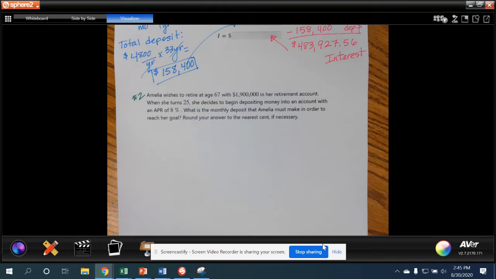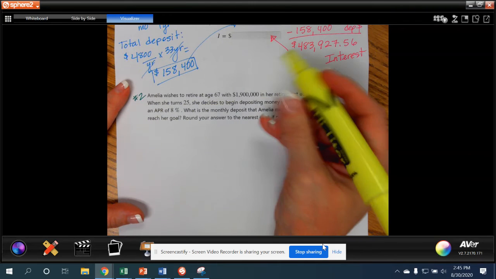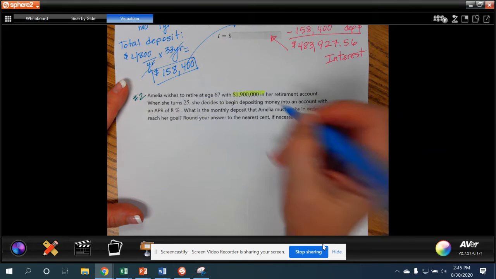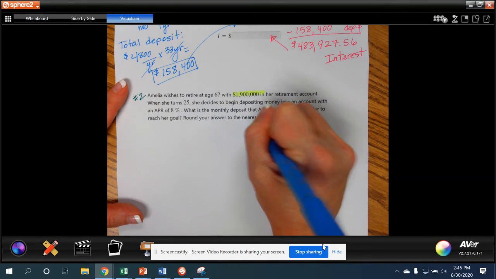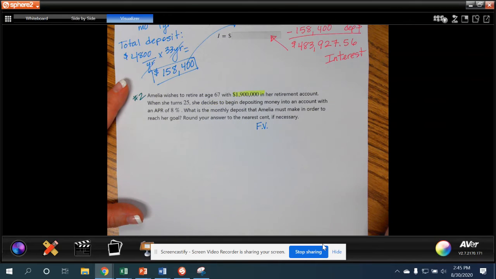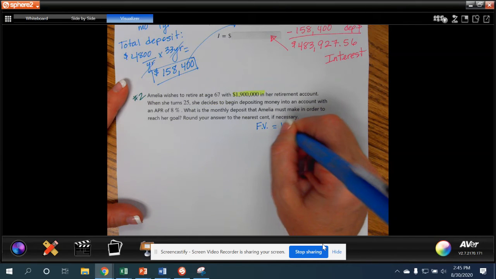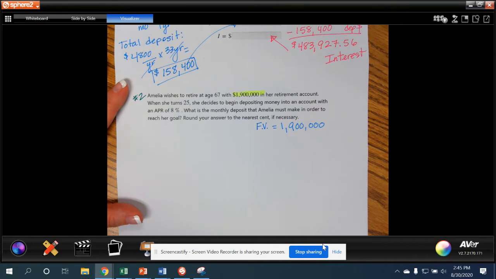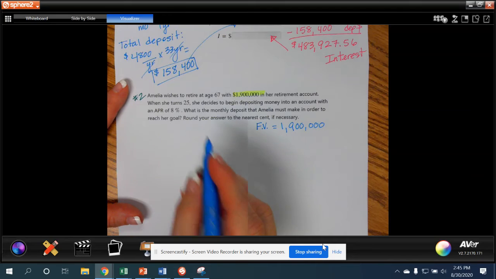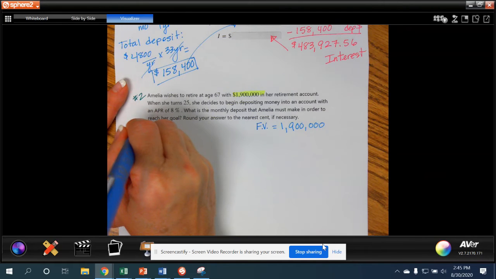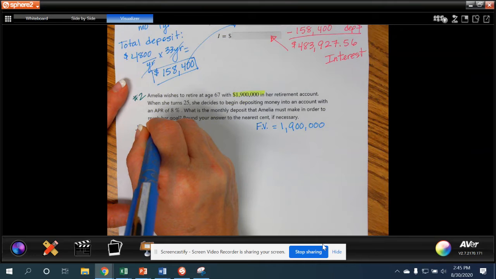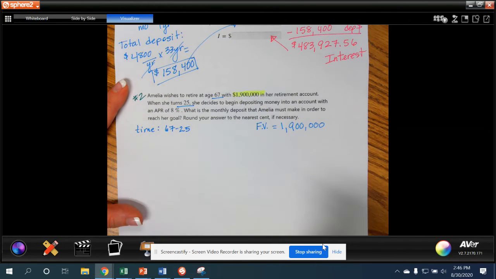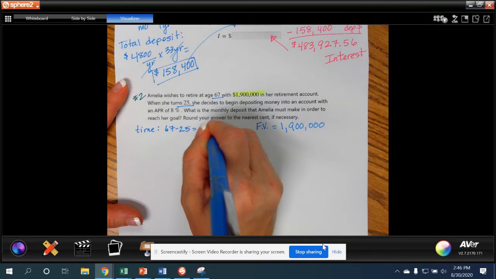Well, let's figure out what information we have. We have this beautiful amount she wants in her ending balance. So that's that future value, that FV that we have in some of our formulas. That would be 1.9 million. And then let's see, how many years is that between her age? Her time is always in years, would be 67 minus 25. We're going to be going 42 years.